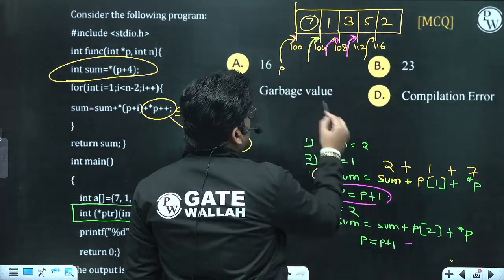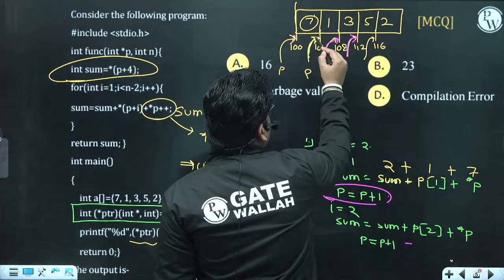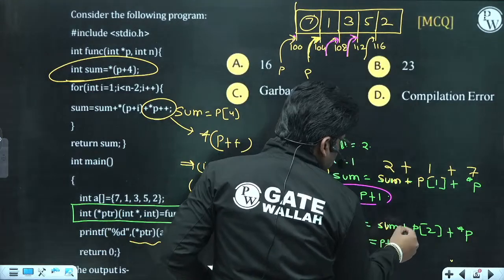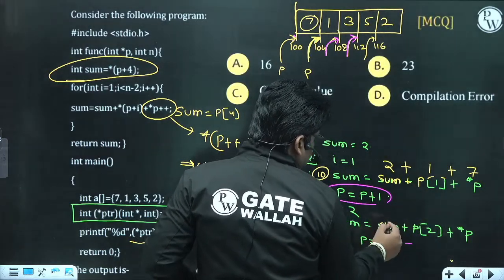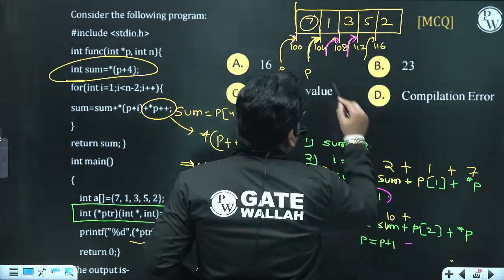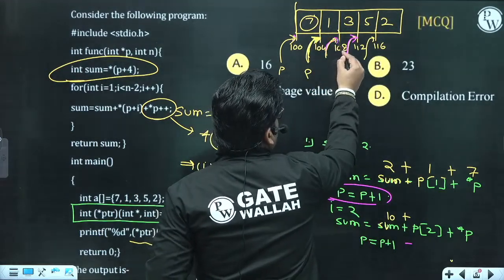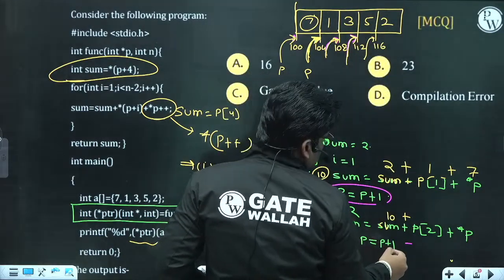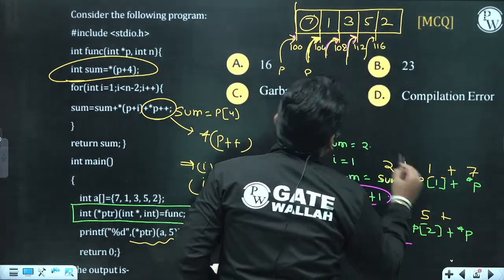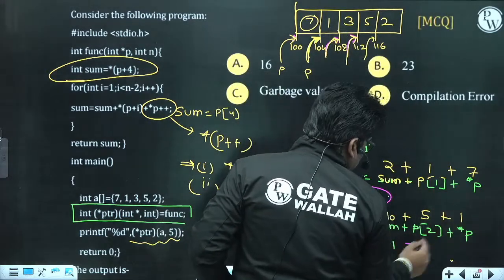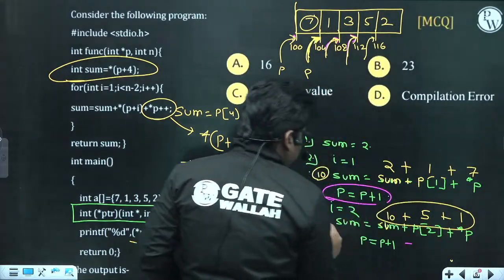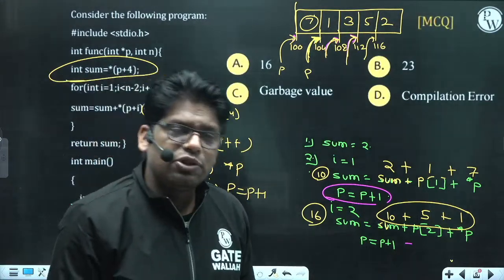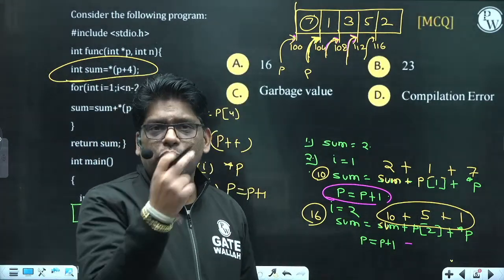Now, when P is equal to P plus 1 is done, P is pointing at this address. Done, sir. But now, when you perform sum is equal to sum plus P of 2. See, what is the current value of sum? 10. If P is pointing at this address, P plus 1 is this and P plus 2 is this. So, the value at P plus 2 is 5. And what about star of P? Star of P is 1. Anjali, get the concept? Anjali was a little bit confused about how 16 is coming. Okay. Anjali, there was no problem in this question. Hope now you got it.